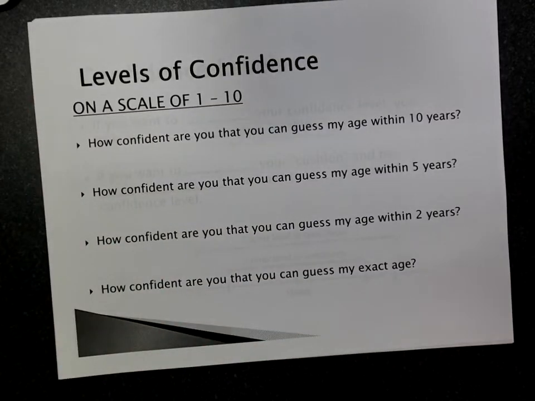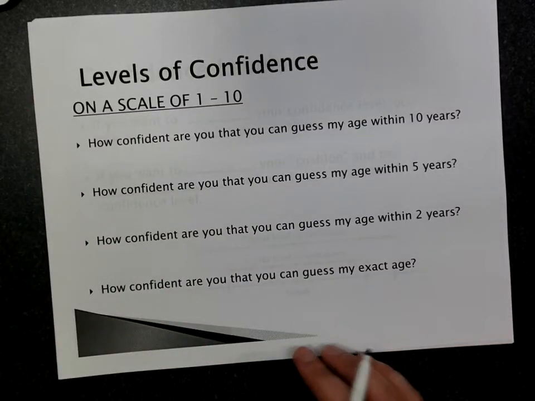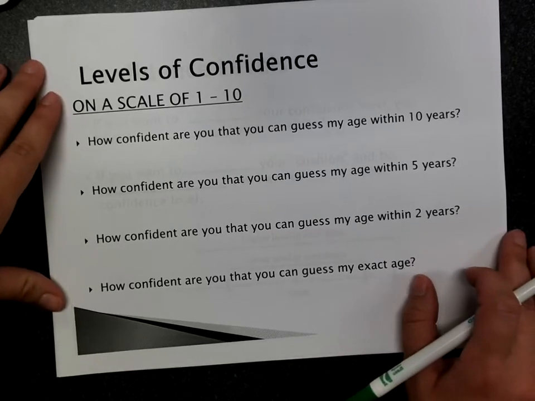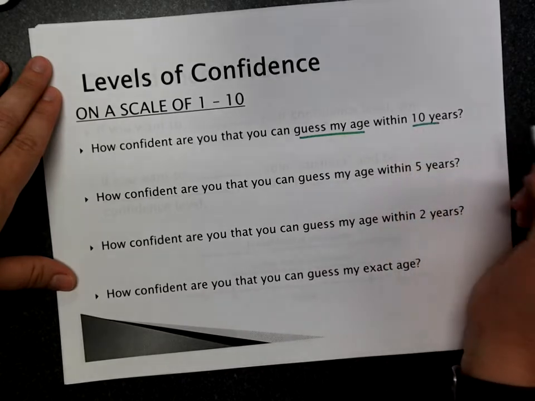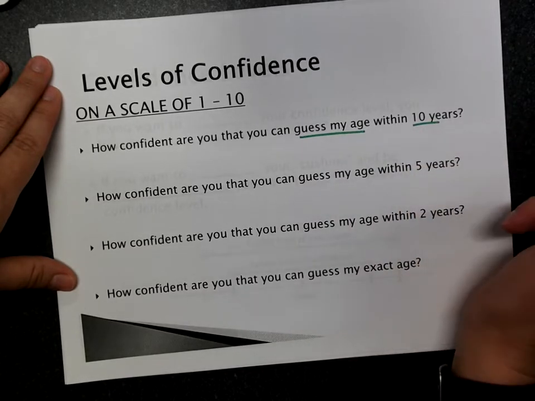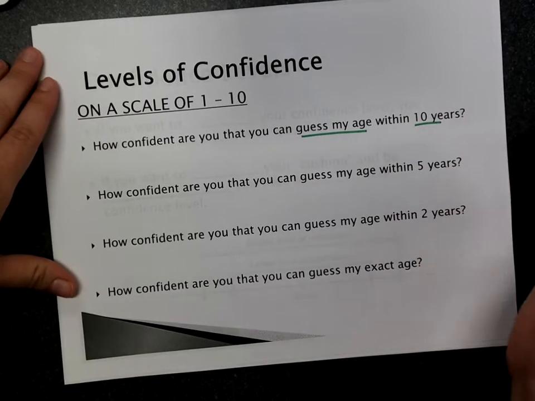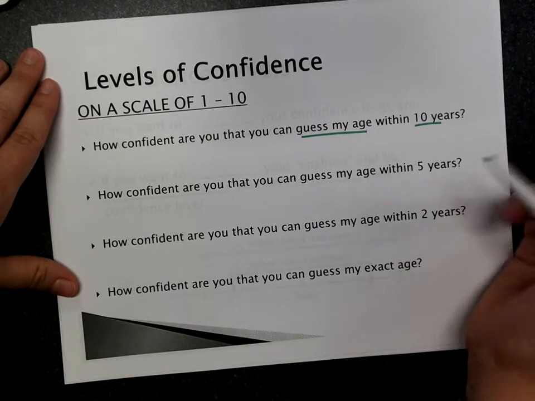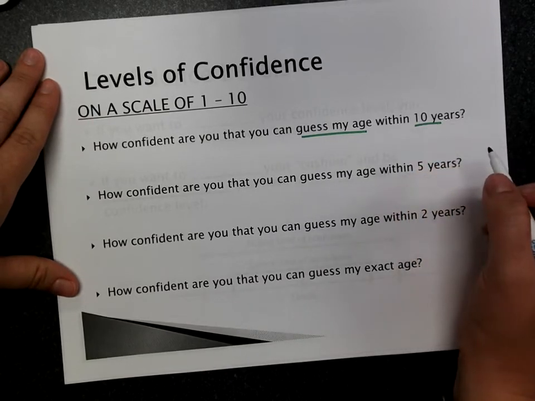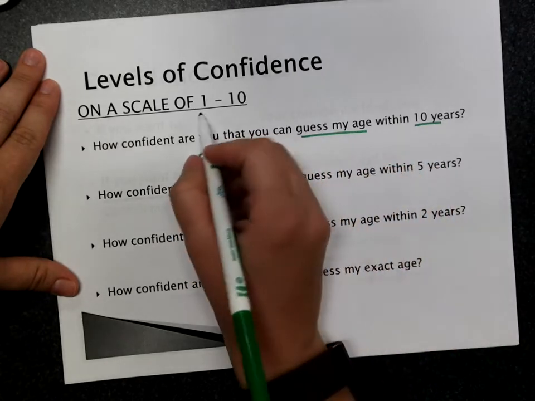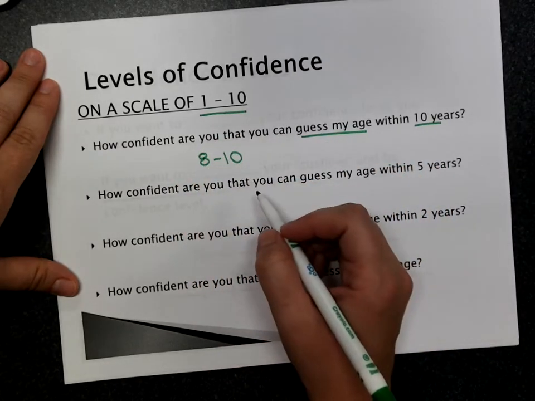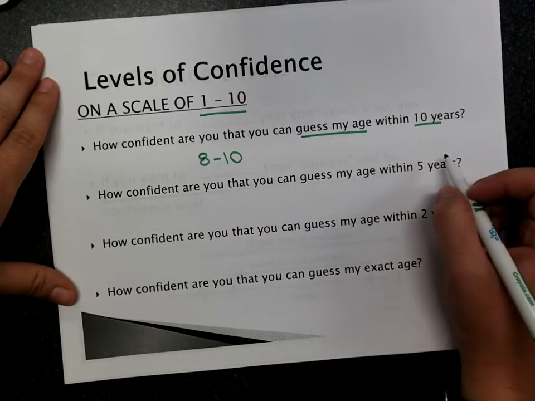To get the idea of how confidence levels work, I want you to think about, on a scale of 1 to 10, how confident are you that you can guess my age within 10 years? You've never met me, and you don't know what I look like, but you hear my voice, and maybe if you could just guess, would you be accurate within 10 years? Most of my students would give that rating an 8 to 10. On a scale of 1 to 10, they're fairly confident they could guess my age within 10 years.